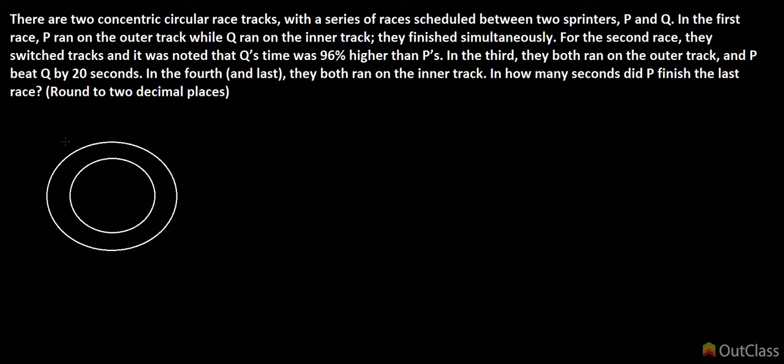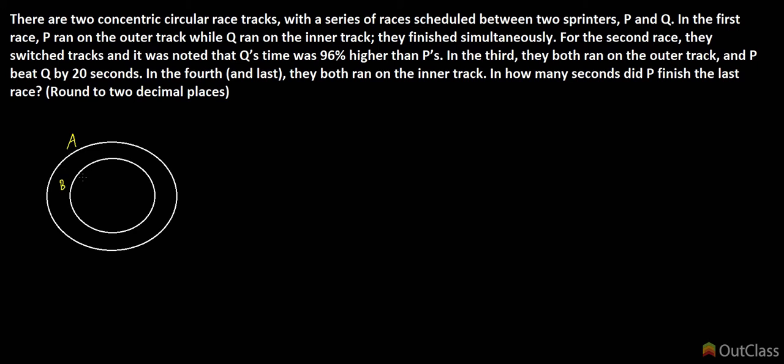Let's call the track lengths A and B for the sake of simplicity. These circumferences are directly being assigned to A and B. That's an assumption. So when the slower person Q is running on the longer track A and the faster person P is running on the smaller track B, Q's time is 96% higher than P's.